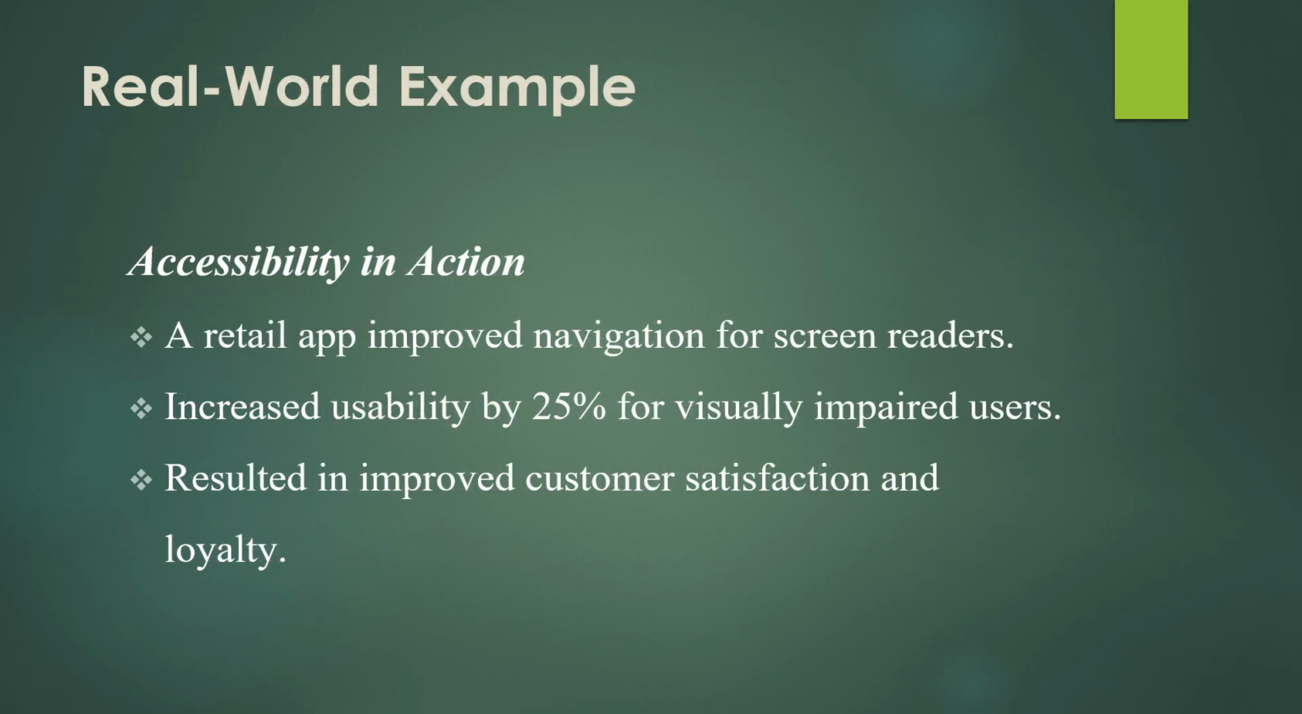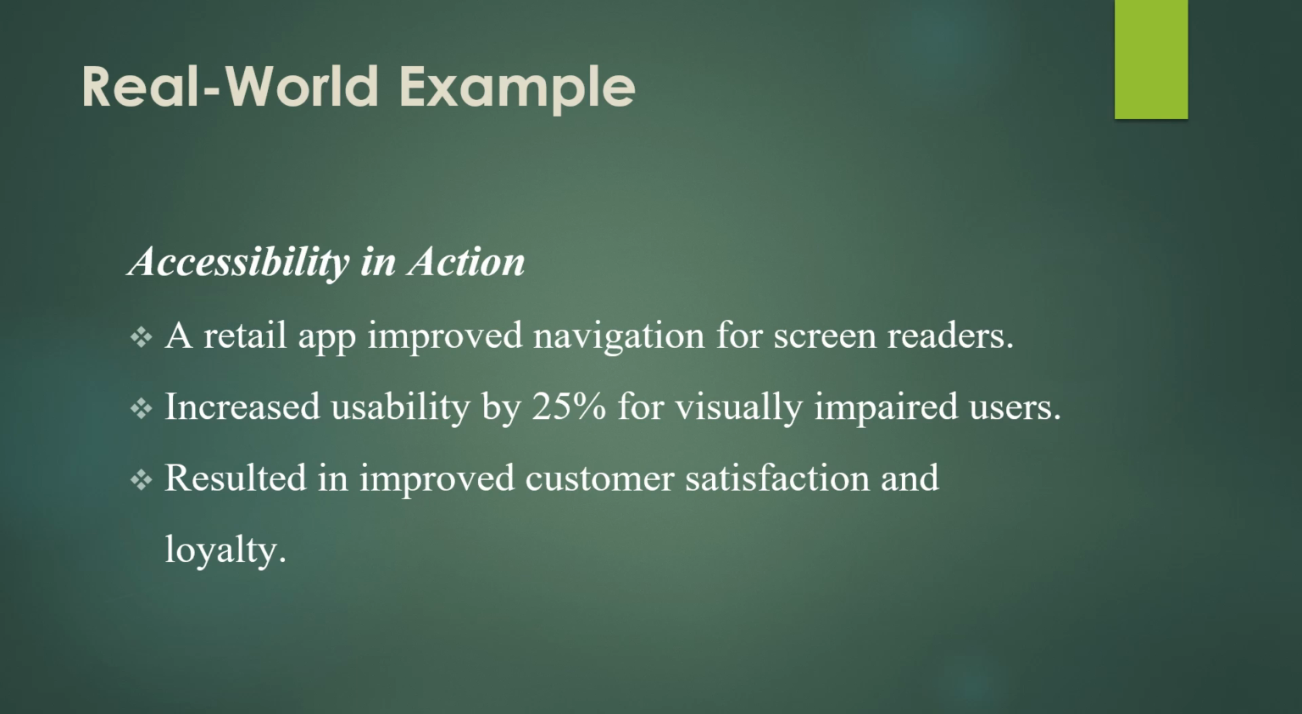Here's a real-world success story. A leading retail app implemented improvements to make navigation seamless for screen readers. This change increased usability by 25% for visually impaired users. As a result, the app saw higher customer satisfaction scores and greater loyalty, showcasing the impact of prioritizing accessibility in your testing strategy.